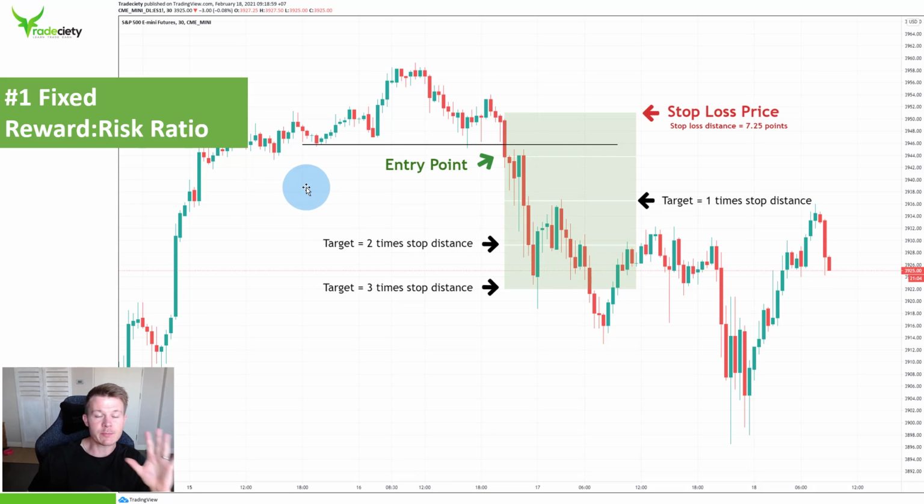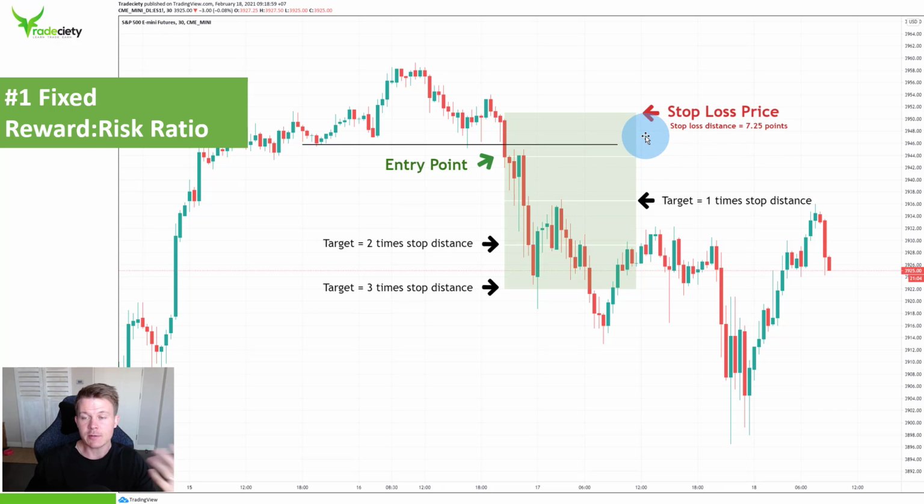So the first one is the most simple one. It is also what I often recommend to new traders. It's the fixed reward to risk ratio. And what this means is very simple. So once you have identified your entry point, then the second point is you find your stop loss price. Then you measure the distance between your entry and your stop loss. And in this example, it is 7.25 points.